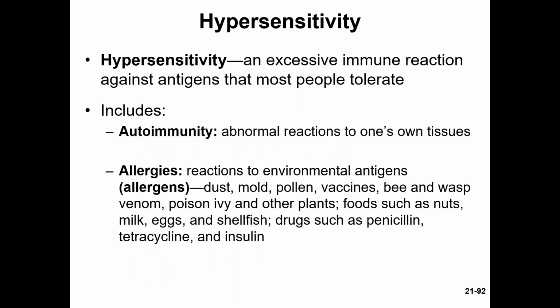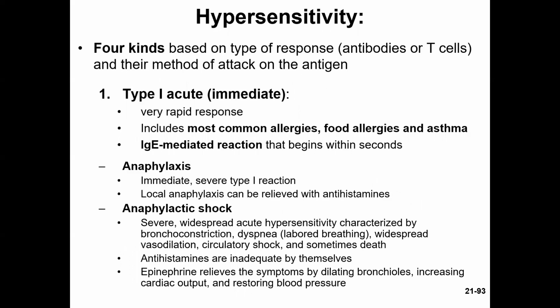These include dust, mold, pollen, vaccines, bee and wasp venom, poison ivy and other plants, foods such as nuts, milk, eggs, and shellfish, and drugs such as penicillin, tetracycline, and insulin. There are 4 kinds, based on the type of response and their method of attack on the antigen.